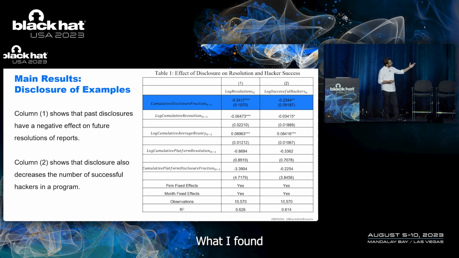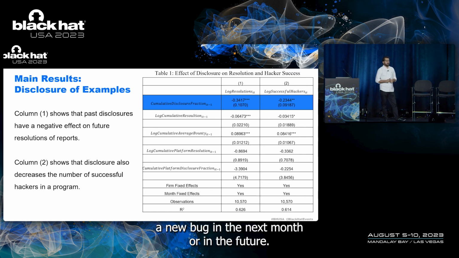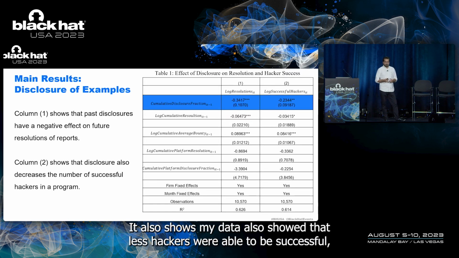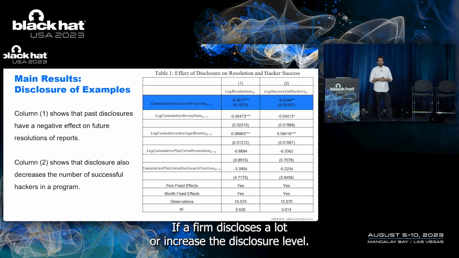What I found, as per my hypothesis, was that disclosure decreases the resolution of future bugs. Meaning if a firm discloses a lot, they are less likely to resolve a new bug in the next month or in the future. My data also showed that fewer hackers were able to be successful. Fewer hackers are able to find new bugs if a firm discloses a lot or increases the disclosure level.